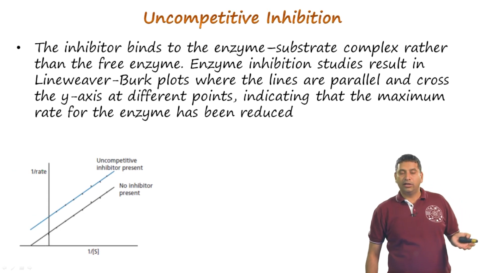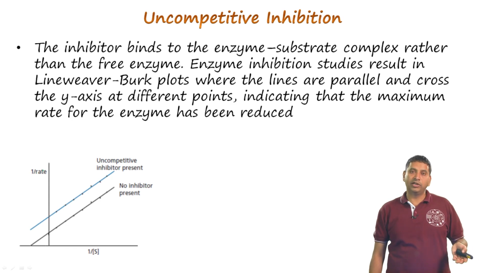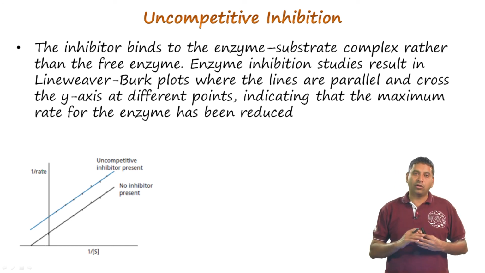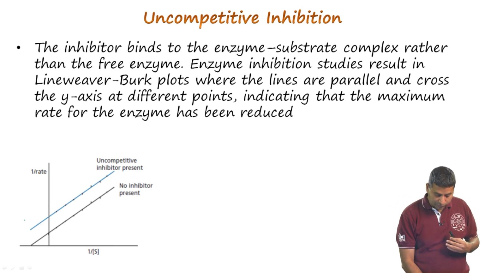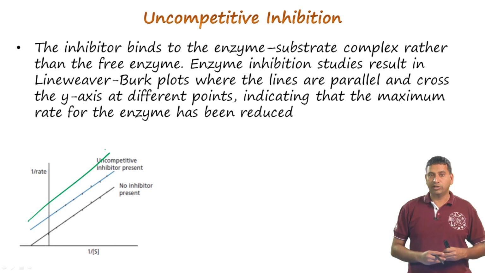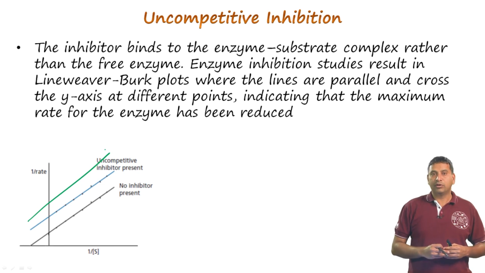We have already looked at the other cases of inhibition other than competitive inhibition, which is uncompetitive inhibition. Uncompetitive inhibition happens when the inhibitor binds to the enzyme substrate complex rather than the free enzyme. So, enzyme inhibition studies which result in Lineweaver-Burk plots where the lines are parallel and cross the y axis at different points, so you have this parallel to the first line that we have drawn in the absence of the inhibitor, then you could infer that it is an uncompetitive inhibition. What actually happens here is that because the inhibitor is going to bind to the enzyme substrate complex, the maximum rate is going to reduce.